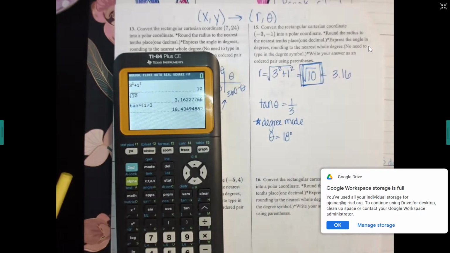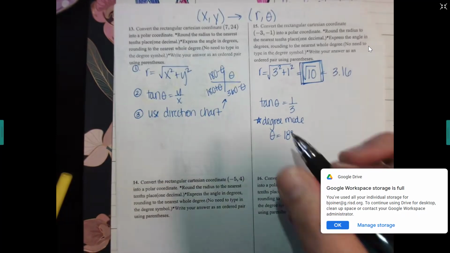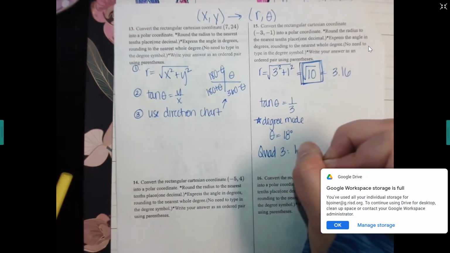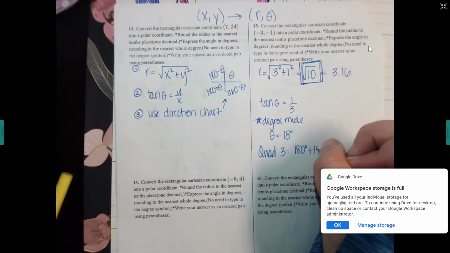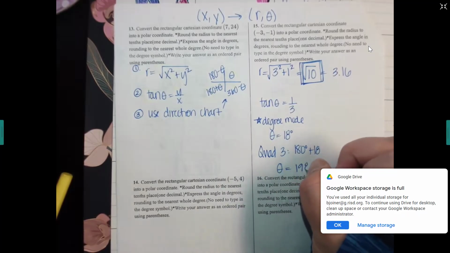Now, 18 degrees is the final answer as long as you're in quadrant 1. But I have to think about if my actual point is -3, -1, which of these corners would that put me in? If I go -3 and then -1, the 180 plus. So I would be in quadrant 3, which is 180 plus 18, which means it's going to be 198.